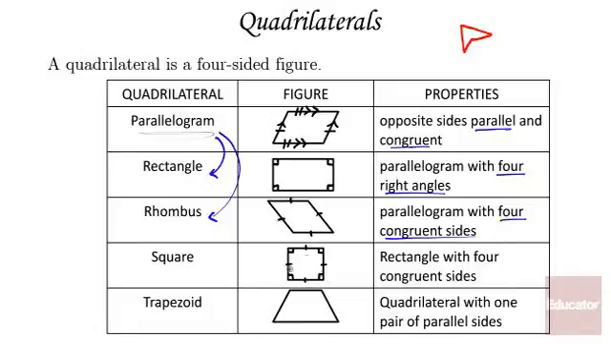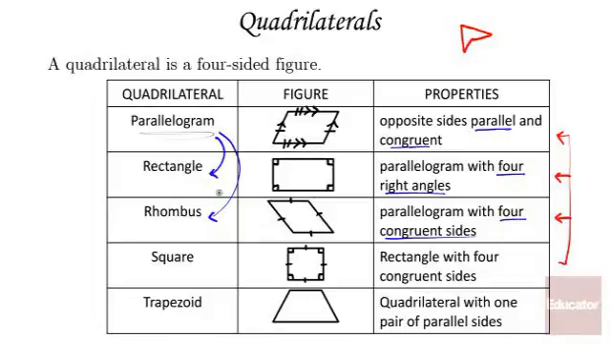Now, the next one, square. We know what a square is. But a square is also a parallelogram, but more specifically, it's a type of rectangle, and it's a type of rhombus. So a square is like all of the above. Why? Not only does it have parallel and congruent sides, it also has four right angles, and it has four congruent sides. So the square has this one, this one, and this one. Okay? So that is a square.